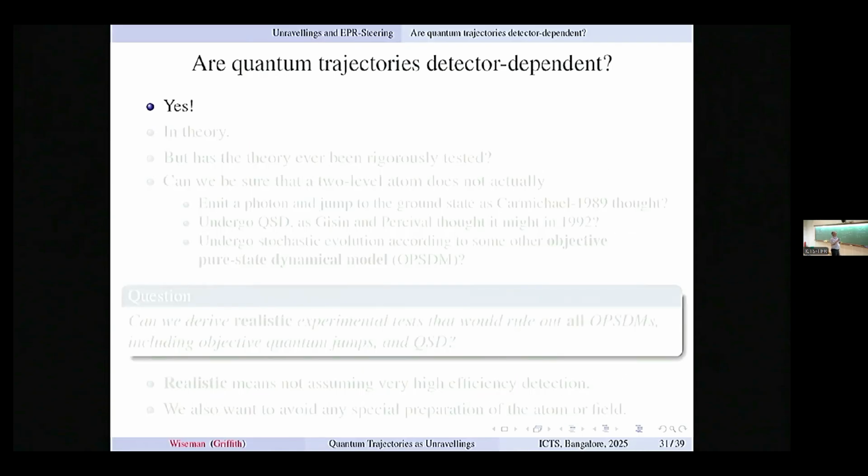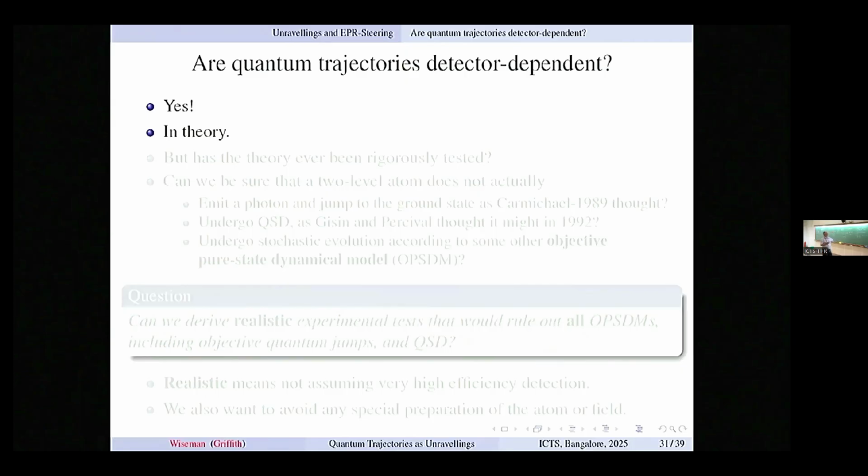Okay, so again, this question. Maybe I'll start this. I'm obviously not going to get anywhere near finishing this story, but at least I'll start it and I'll maybe finish it in the next lecture. So, are quantum trajectories detector dependent? Again, yes, but I think that's not all that can be said.